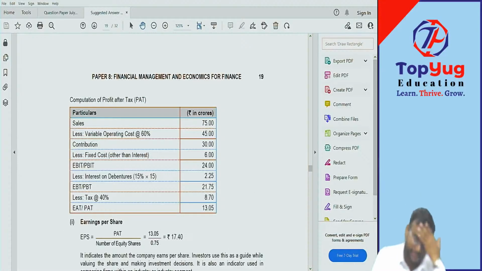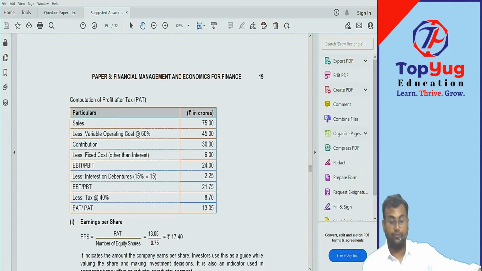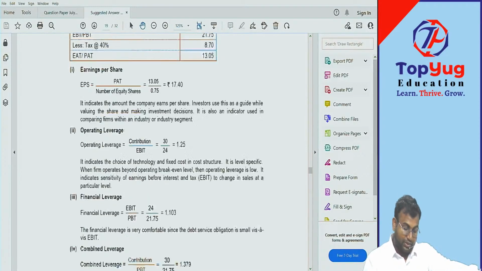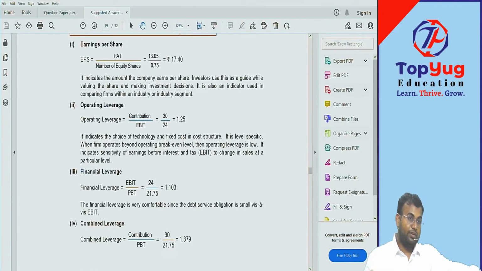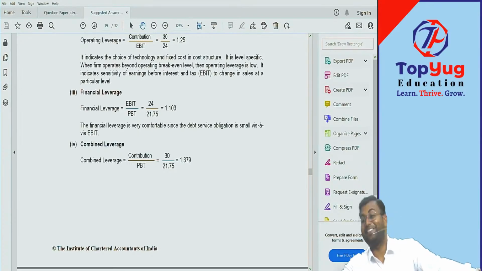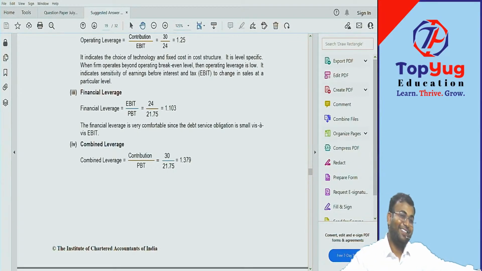75 crores minus 60%, 45 crores minus 30 lakhs, 30 crores, fixed cost 6 crores, then EBIT 24 crores minus interest 2.25, EBT 21.75, tax 40%. Yes, EPS 17.4, that is okay. 1.25 operating leverage you got, financial leverage 1.10, 1.379. 10 out of 10, out of 60, not out of 100. So that means 15% in 2 days.